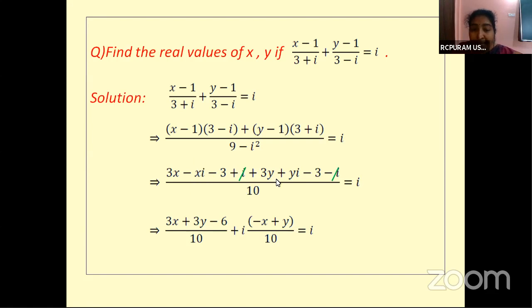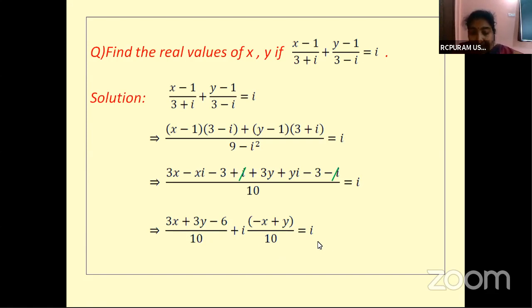Minus xi plus yi, isn't it? Out of that, I am taking i common. Then I'll get (minus x plus y) divided by 10 is equal to i, right? So we got the problem in a plus ib form. Then observe this carefully. You have some x plus iy equal to some i. That means two complex numbers are equated. So when they are equated, it means the like terms should be equal.